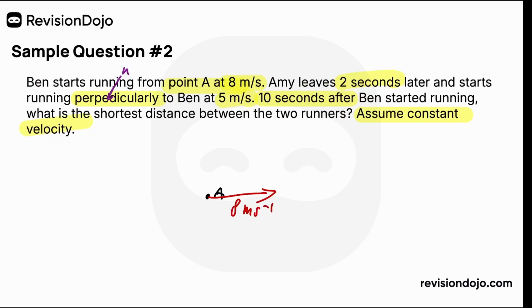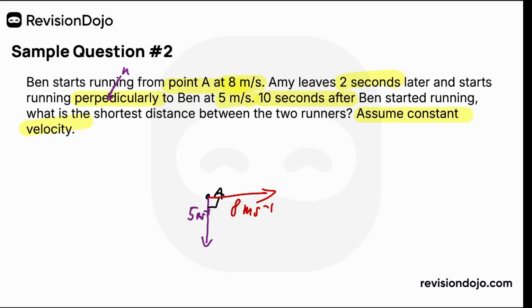Then 2 seconds later, Amy is going to leave perpendicularly. This is an important term. It's a math term, but that is used very, very often in physics. So perpendicularly means at 90 degrees. So let's say that Amy runs in this direction. We have a 90-degree angle here. Perfect. And she runs at 5 meters per second.